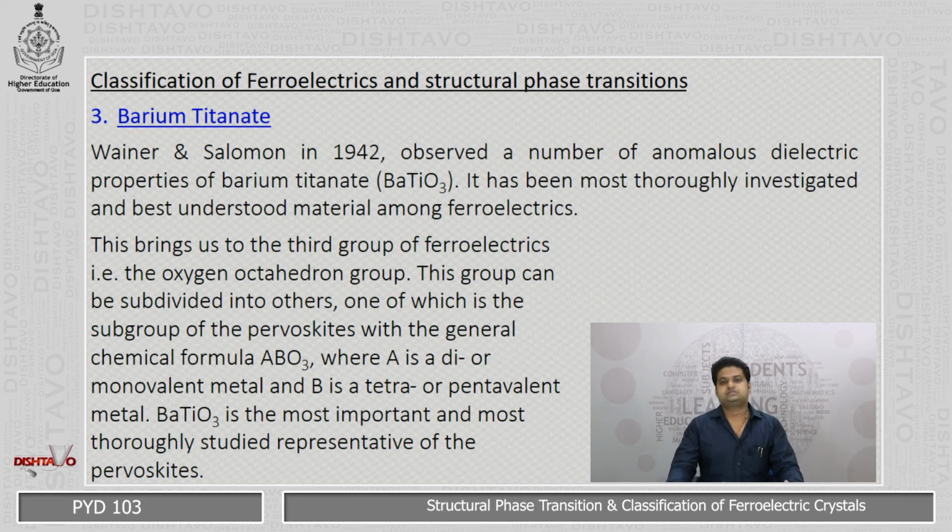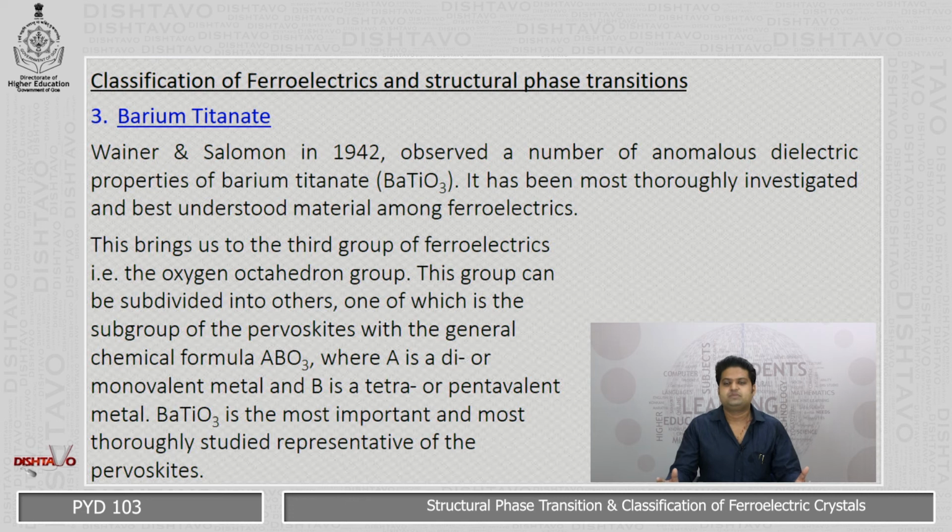Moving on to the most studied or most researched ferroelectric, that is barium titanate, which was found by Wainer and Salomon in 1942, and they observed a number of anomalous dielectric properties of this barium titanate. It has been the most thoroughly investigated and best understood material among the ferroelectrics till date. This is the third group, as I told you, and this is an oxygen octahedron group. This group can be subdivided into others, one of which is the subgroup of perovskites.